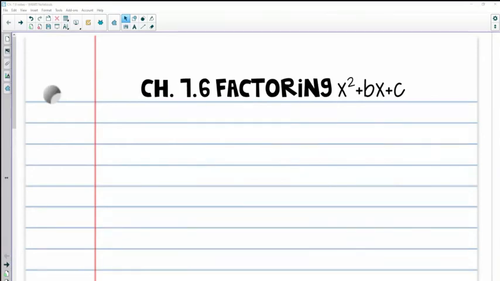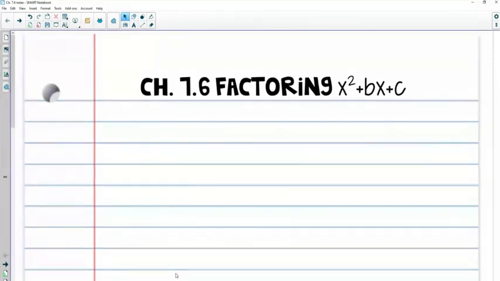Okay, so today's lesson is called Chapter 7.6, Factoring. So factoring, if you remember the word factor means multiplying, right? And so factoring means we're kind of doing the same steps as FOIL, but backwards.